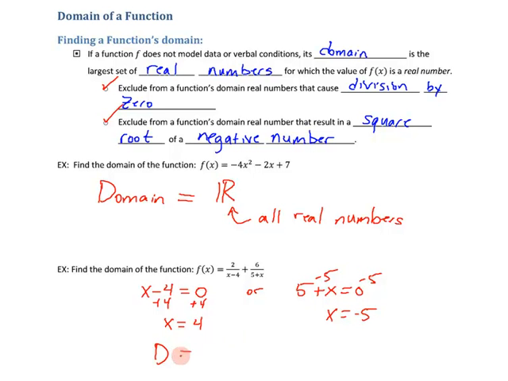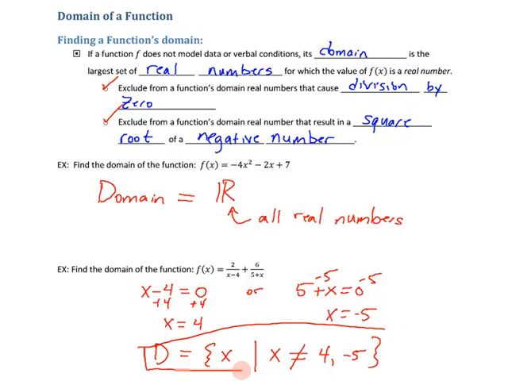The domain is going to be the set of all real numbers x such that x is not 4 or negative 5. That's how I would write that domain. Everything except 4 and negative 5.